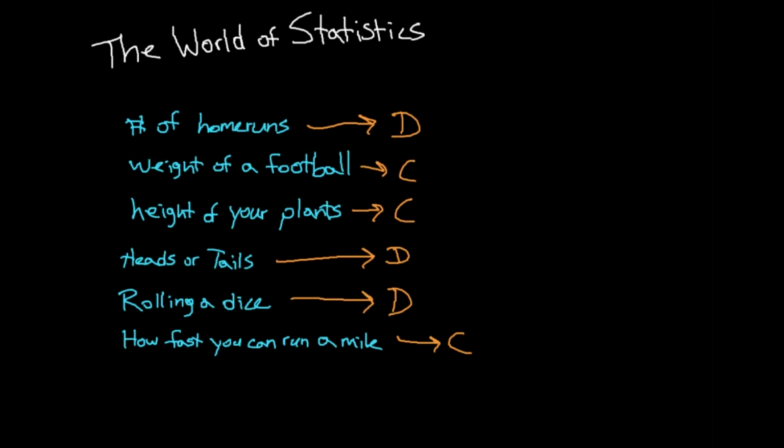So these are just some quick examples of discrete versus continuous data, and I hope that you found this video helpful in describing the two types of data that we typically run into in the world of statistics.